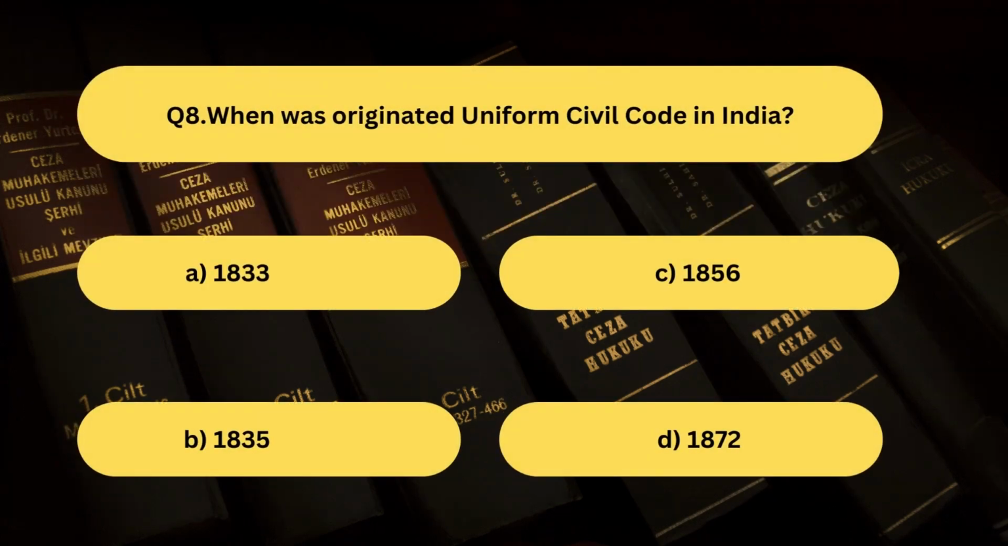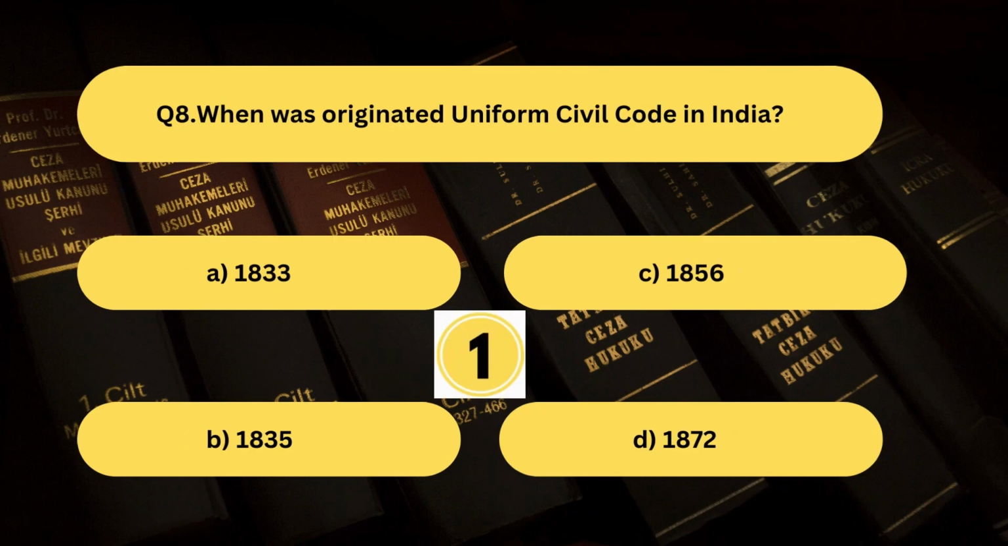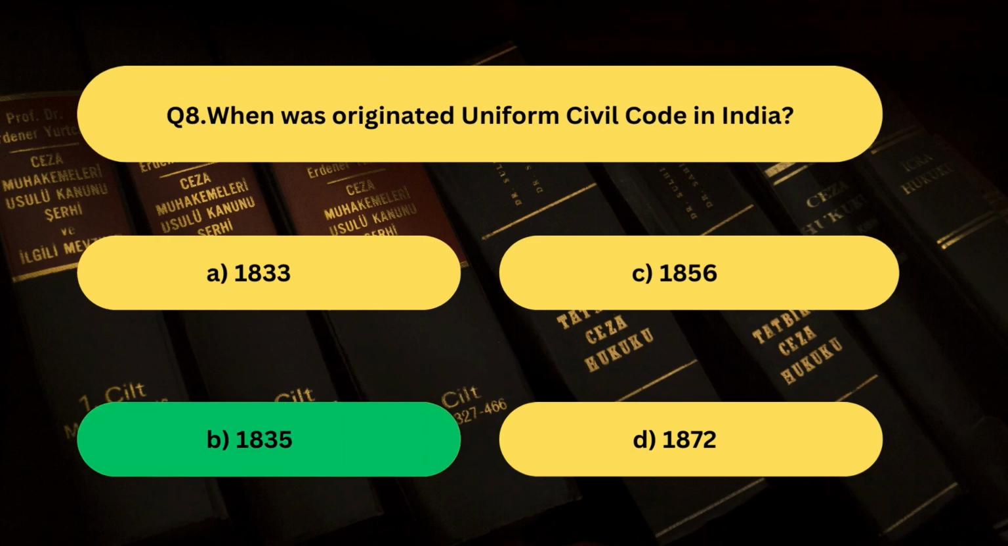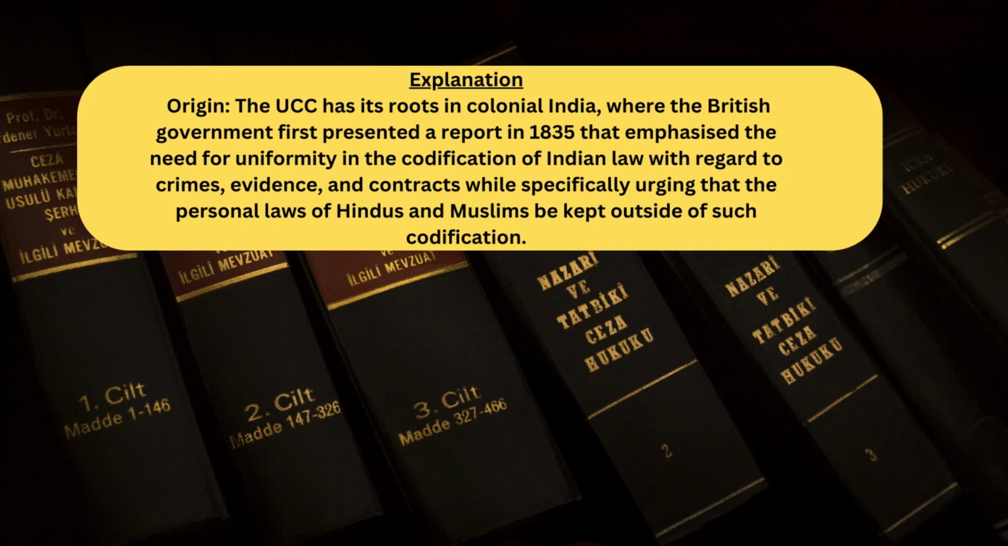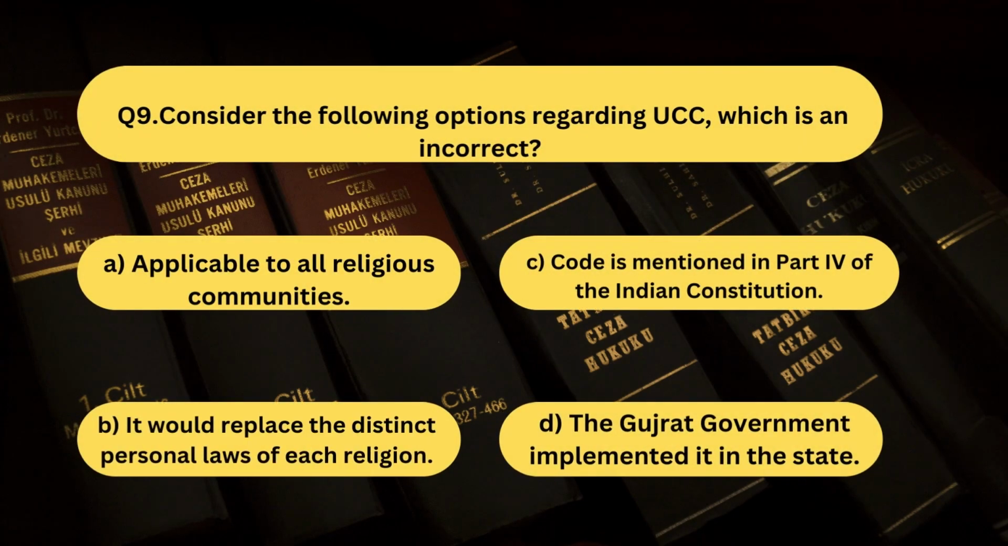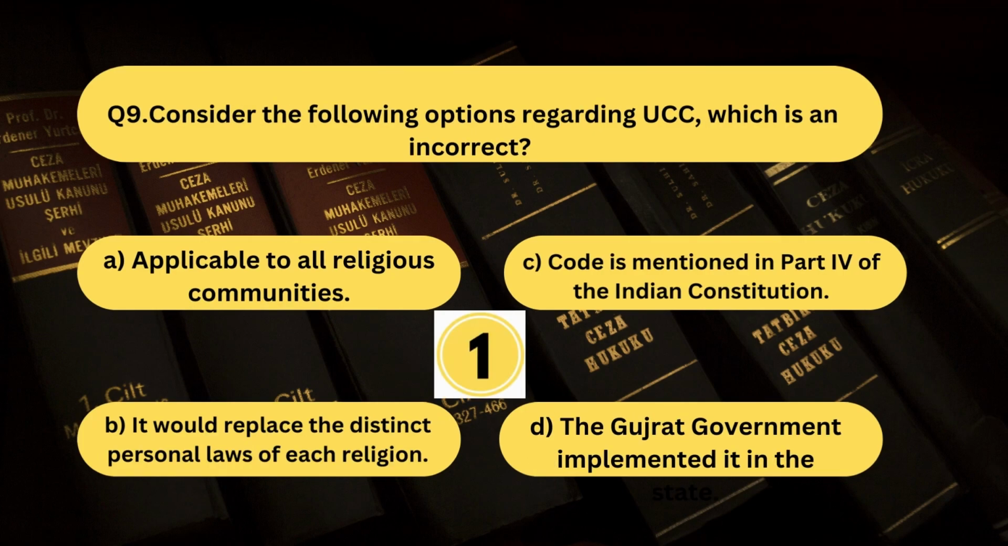When did the Uniform Civil Code originate in India? Answer B. 1835. Origin. The UCC has its roots in colonial India, where the British government first presented a report in 1835 that emphasized the need for uniformity in the codification of Indian law with regard to crimes, evidence, and contracts. Consider the following options regarding UCC, which is incorrect.